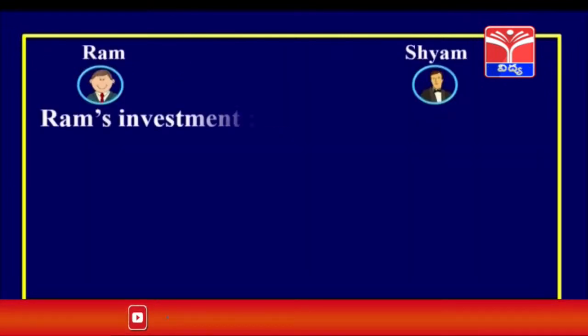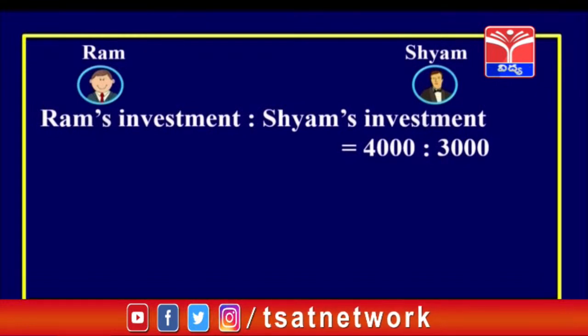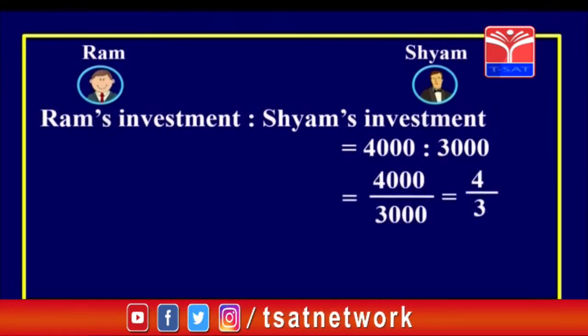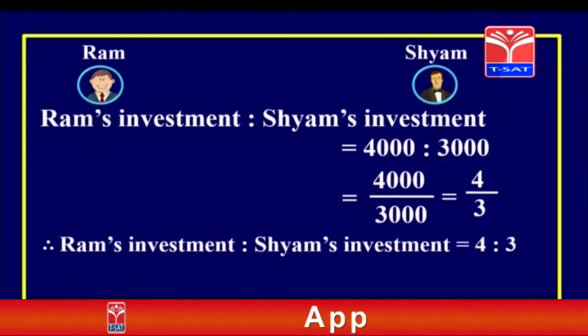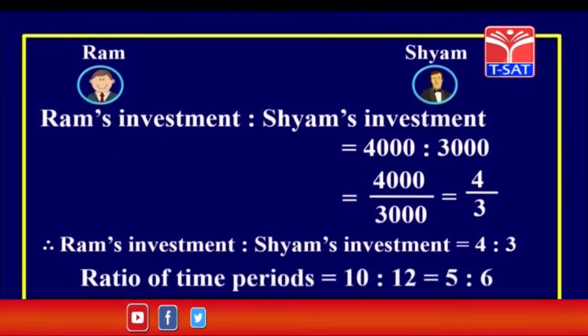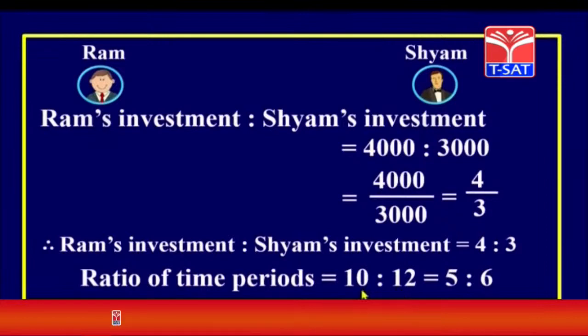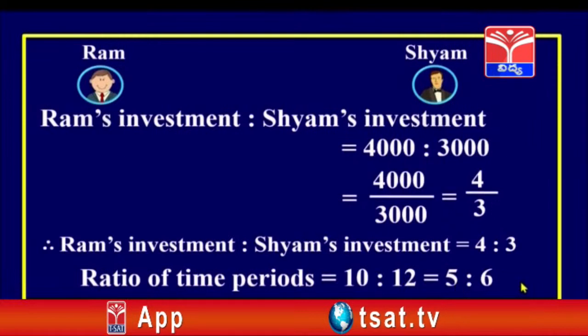So here if we consider Ram's investment to Shyam's investment per month, it is 4,000 is to 3,000. So I can write this as 4,000 divided by 3,000, which on simplification you get as 4 by 3. Similarly, Ram's investment to Shyam's investment, that is 4 is to 3 we got. So let us find out the ratio of their time periods now. Ram has invested for 10 months, whereas Shyam invested for 12 months. So there is a common factor of 2, right? So I can cancel this with 5 and this with 6. So I get 5 is to 6 as the simplest form.